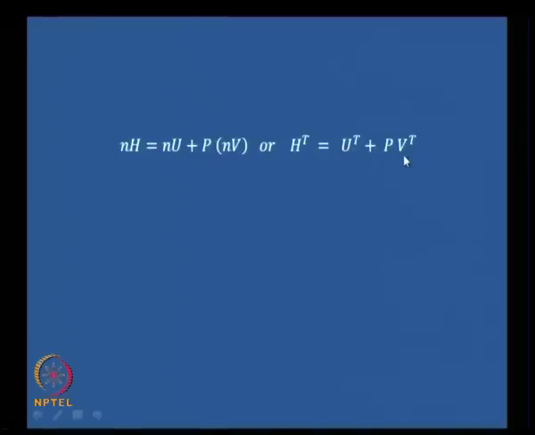Since it is an intrinsic quantity, it is not going to depend on the number of moles. So P times nV, V is going to depend on the number of moles, and therefore nH equals nU plus P times nV, or Ht equals Ut plus P times Vt.